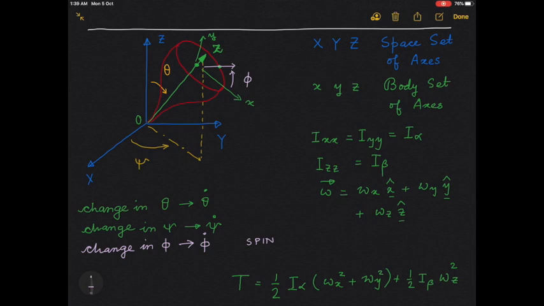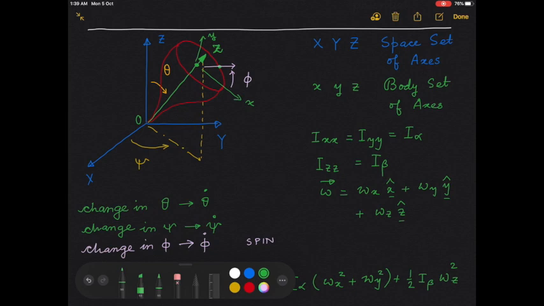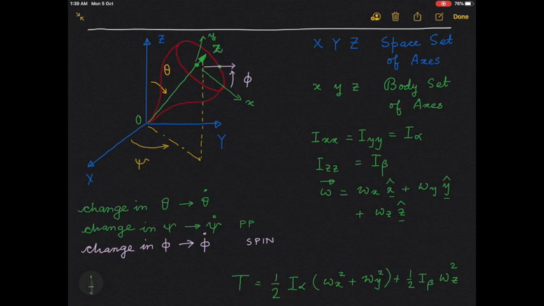Now this spin axis goes around the capital Z axis, the space capital Z axis, and that motion is given by psi. So that psi motion is called precession. Okay, change along theta is called nutation, change along psi is called precession, change in phi is the spin.